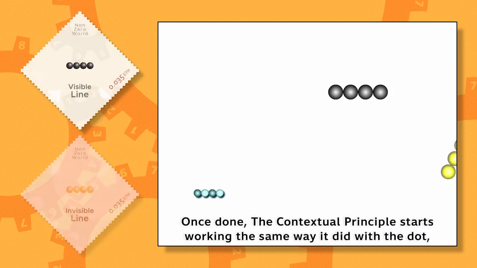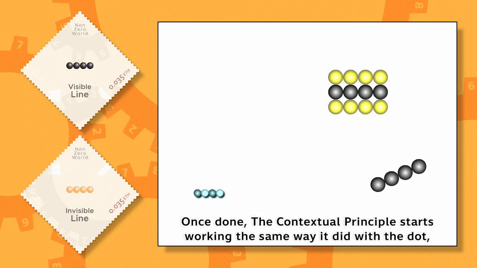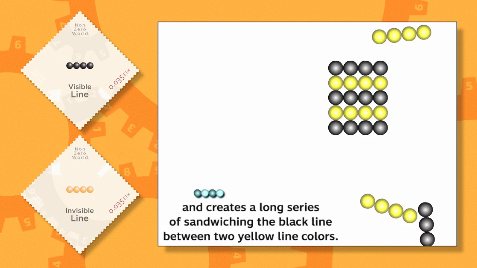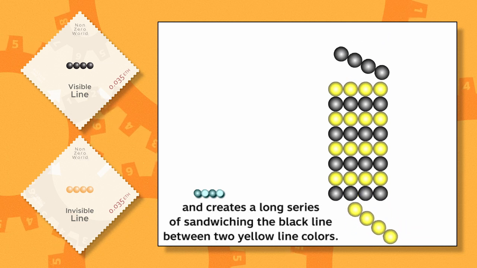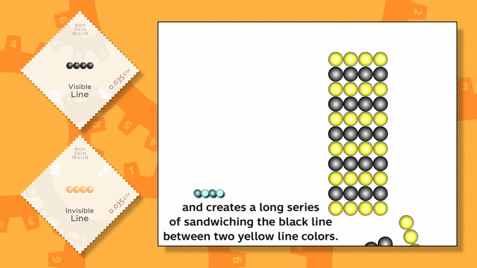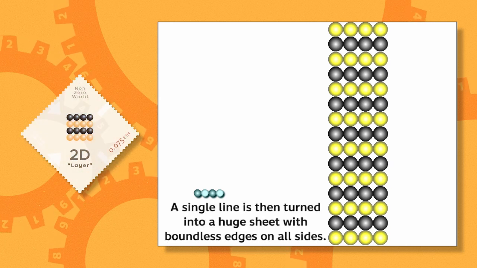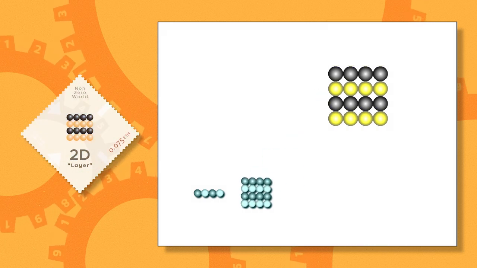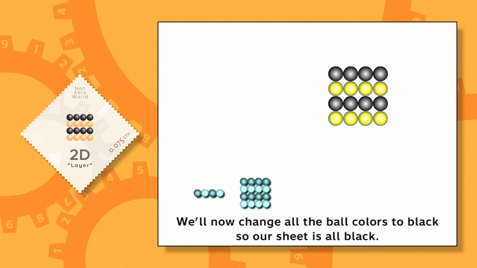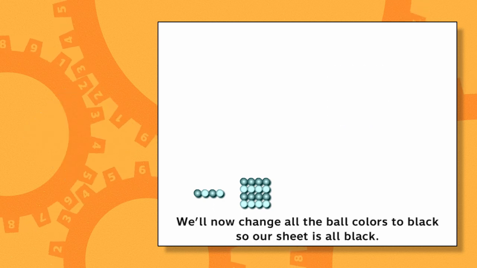Once done, the contextual principle starts working the same way it did with the dot, and creates a long series of sandwiching the black line between two yellow line colors. A single line is then turned into a huge sheet with boundless edges on all sides. We'll now change all the ball colors to black so our sheet is all black.